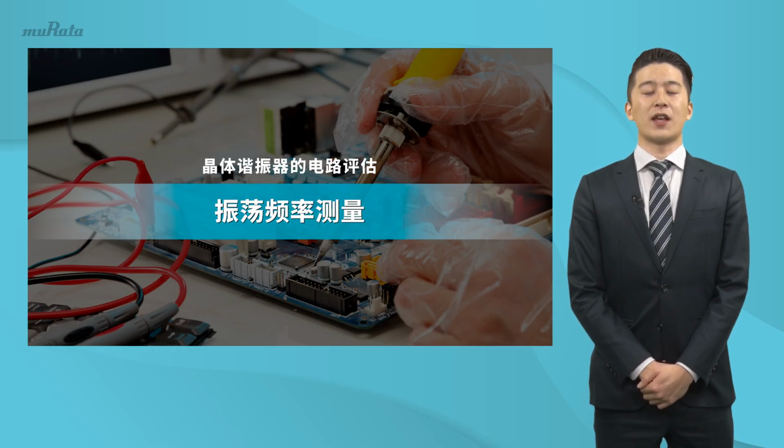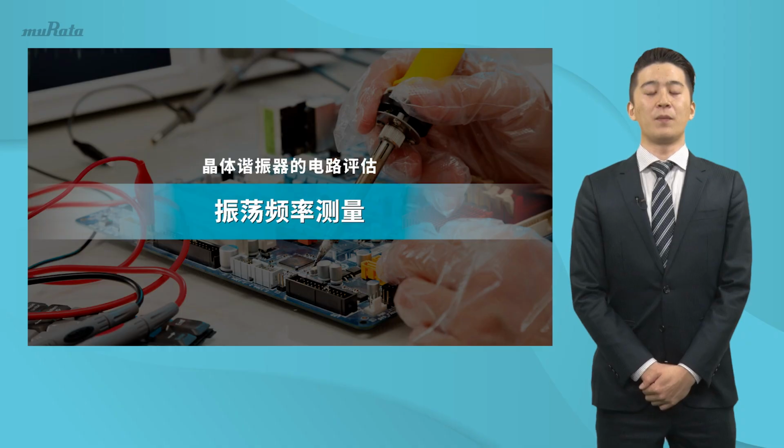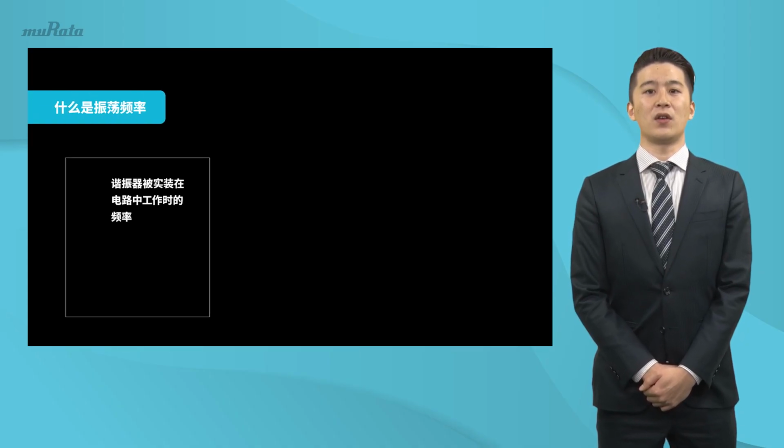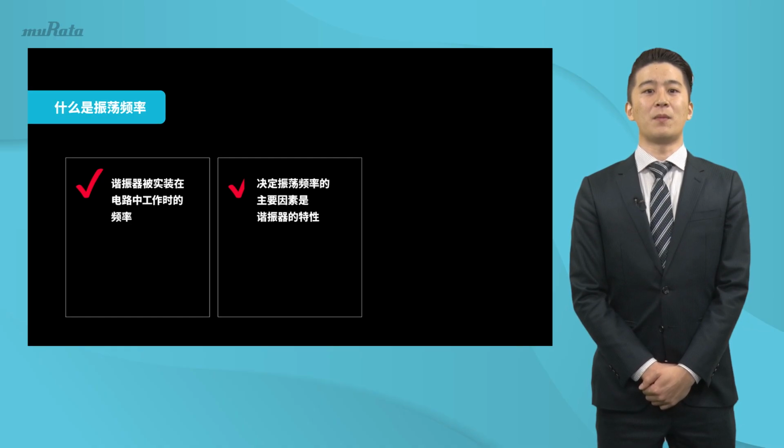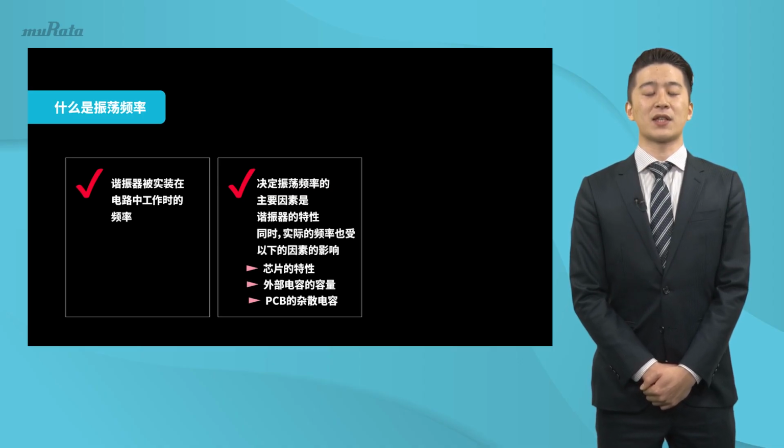Now to explain how to measure the oscillation frequency for a crystal unit. Oscillating frequency refers to the actual frequency of the oscillation circuit when the crystal is implemented. The oscillation frequency is mainly determined by the characteristics of the crystal unit, but the characteristics of the microcomputer, external load capacitance, and stray capacitance of the PCB must be taken into consideration to determine the actual oscillation frequency.